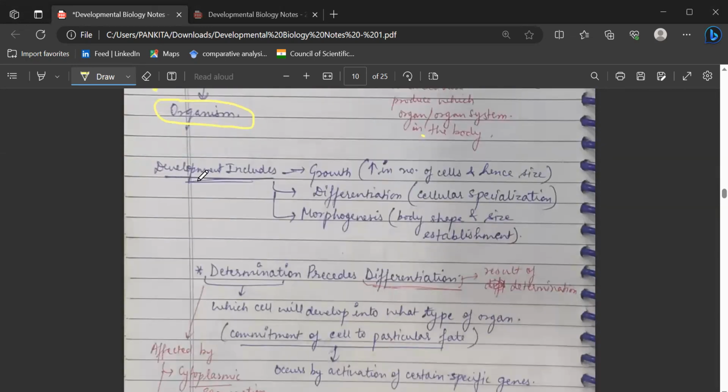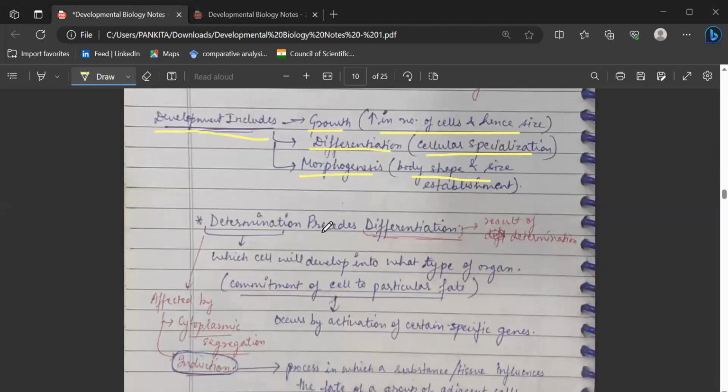So what does development specifically include? Development includes three major things. First is growth, in which the increase in the number of cells occurs, and while the number of cells increases, the size also increases. Second is differentiation, wherein cellular specialization happens. And the third is morphogenesis, where the body shape and size are established.